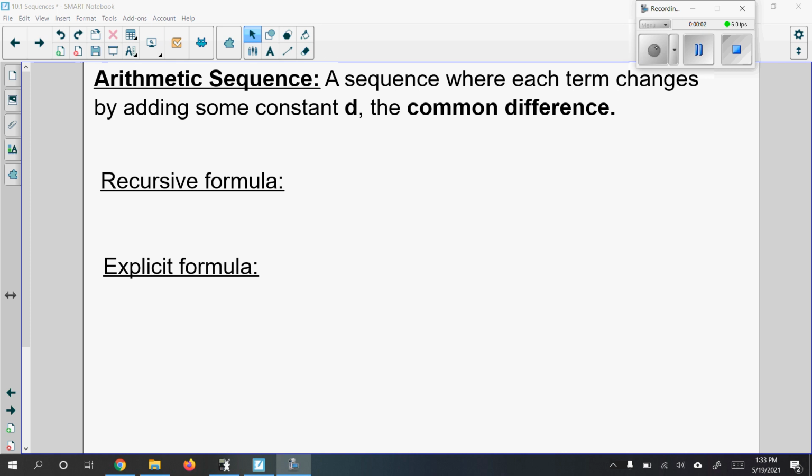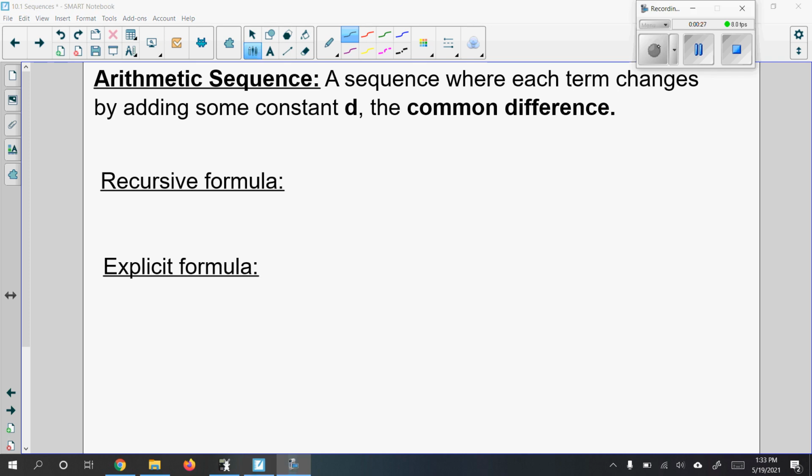In this video, we're going to talk specifically about arithmetic sequences. Arithmetic sequences are sequences in which each term changes by adding some constant d. So d can be positive or negative, so essentially we can add or subtract the same number over and over again. d is known as the common difference.